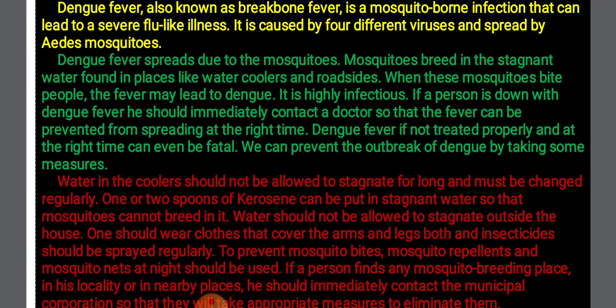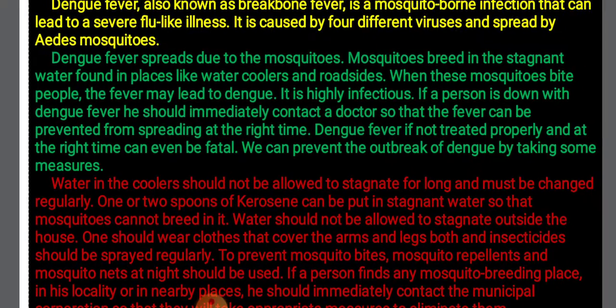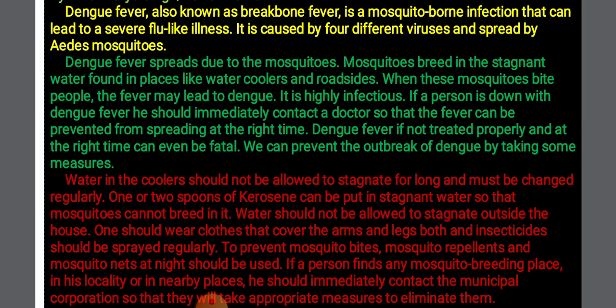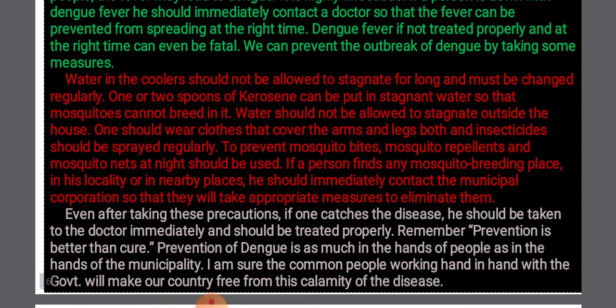Now, dengue fever, if not treated properly and at the right time, can even be fatal. It can be life-threatening also. We can prevent the outbreak of dengue by taking some measures. So, what we have seen in this paragraph is the cause of dengue and the effect, the consequences. It is caused by mosquitoes, and the effect is that it can even lead to one's death. Now we'll see the solution or suggestions.